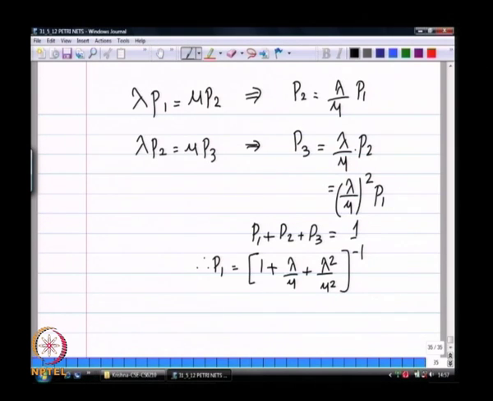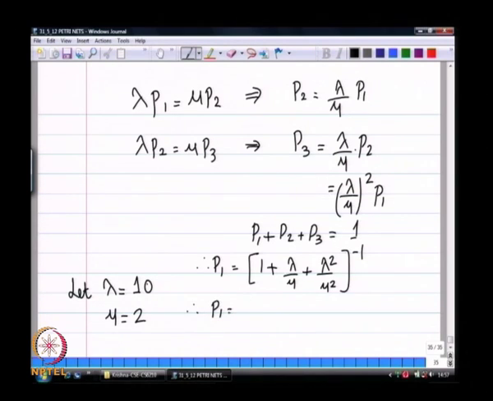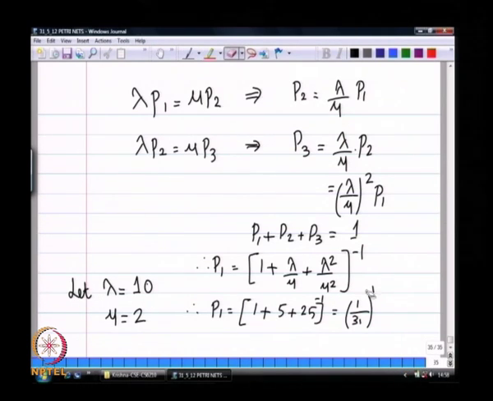If you want to plug in values, let us say the mean time to failure is 10, because we want this lambda to be very large, we want the mean time to failure to be fairly large. So let us say that equals 10, and I want the repair time to be fairly small. So let us say that mu equals 2. Therefore what will be P1? 1 plus 5 plus 25, to the power minus 1. So 1 by 31. That seems to be right.